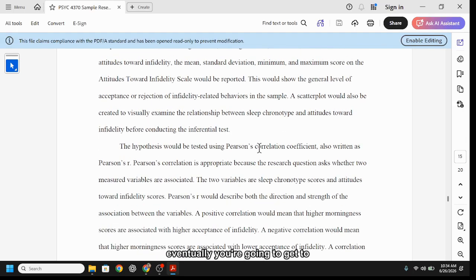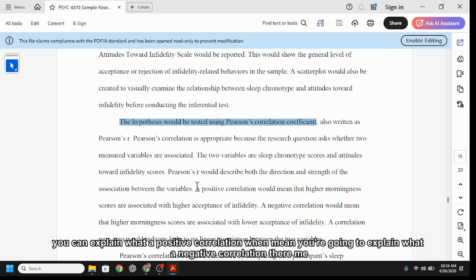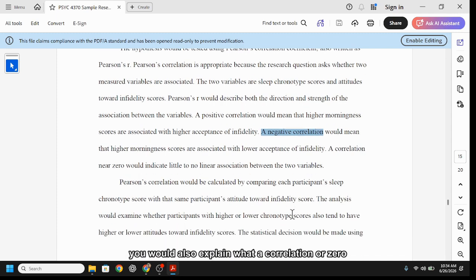Eventually, you're going to get to the hypothesis testing, and you're going to talk about using your Pearson's correlation coefficient. You're going to explain what a positive correlation would mean. You're going to explain what a negative correlation would mean. You would also explain what a correlation near zero would mean.